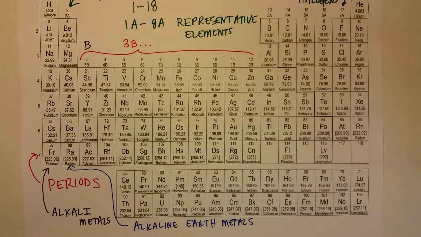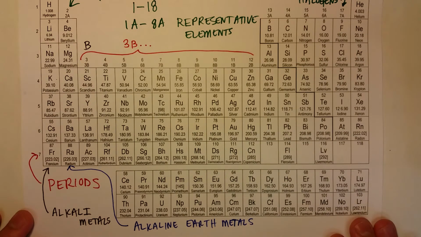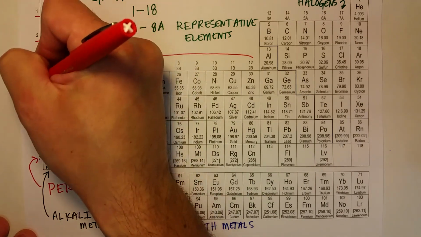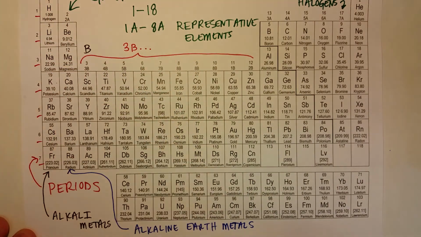The periods, as you see, are numbered fairly directly, just 1 through 7: 1, 2, 3, 4, 5, 6, and 7.